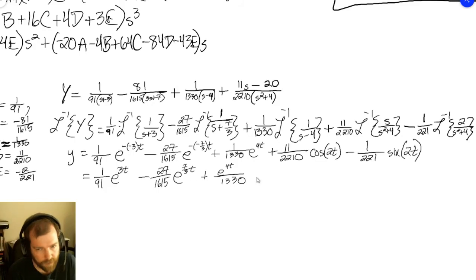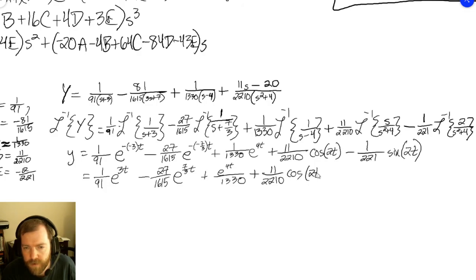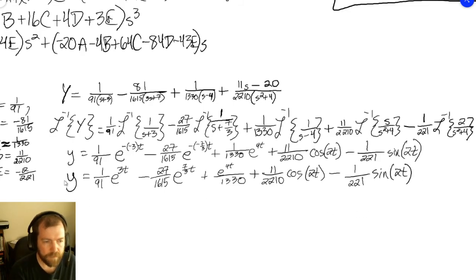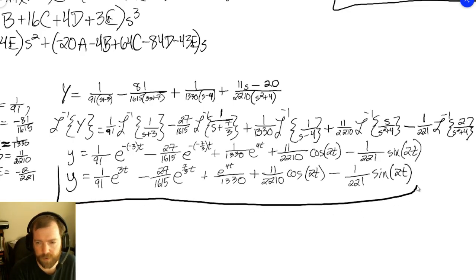So then we just need to rewrite. Plus 11 over 2210 cosine of 2t minus 1 over 221 sine of 2t. Alright, so this is the total solution for all of it.